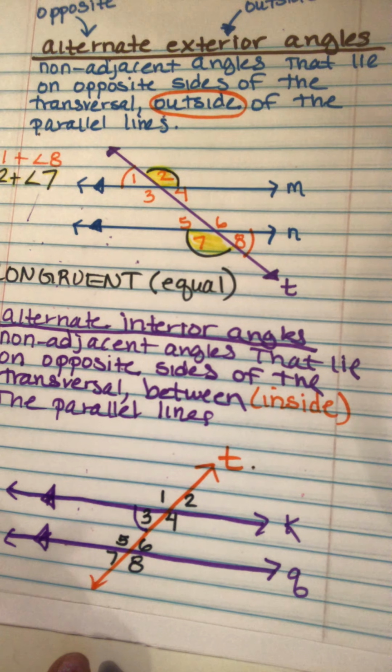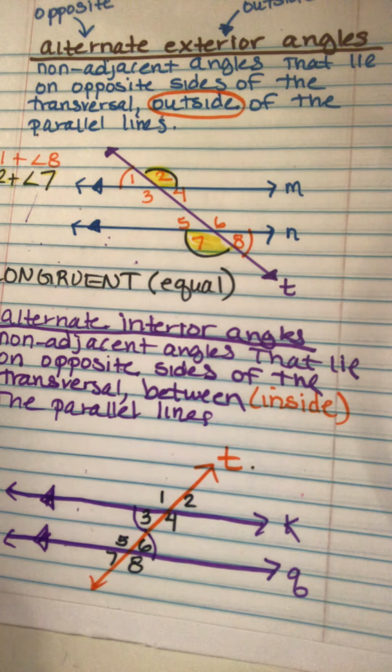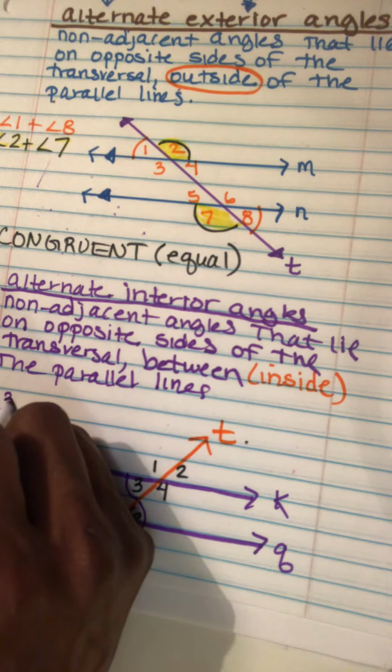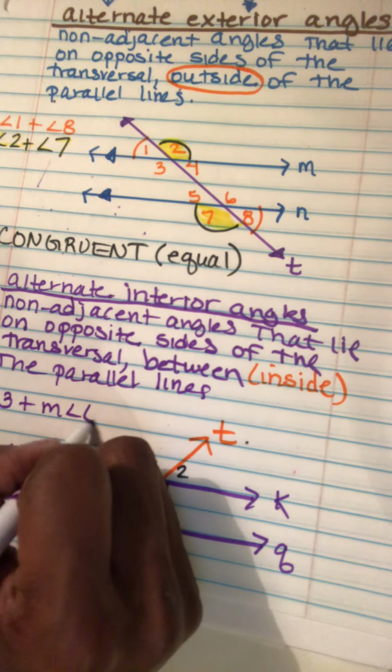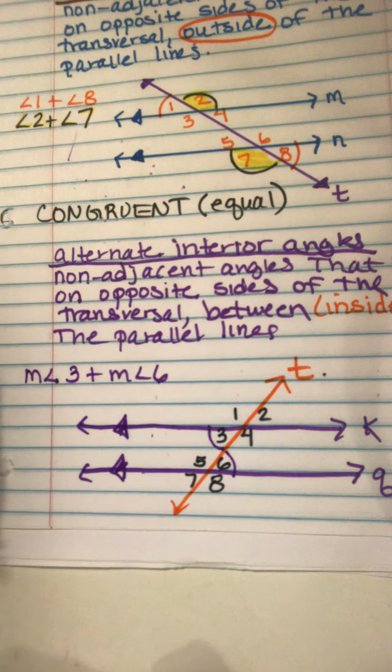It's going to be opposite the transversal, and it's going to be in between the parallel lines. Hopefully you said 6. So the measure of angle 3 and the measure of angle 6 are alternate. Actually, they're congruent because they're alternate interior angles.